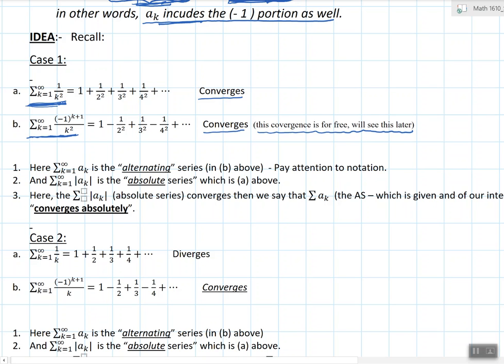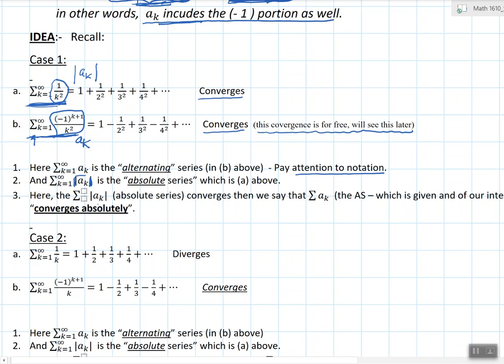So here the series AK is the alternating series, which is this B here. So please pay attention to the notation. When you have summation AK, and you take the absolute value of AK, that gives you the absolute series. So this was AK, and when you take the absolute value of it, you get the absolute series. That's what is being told here.